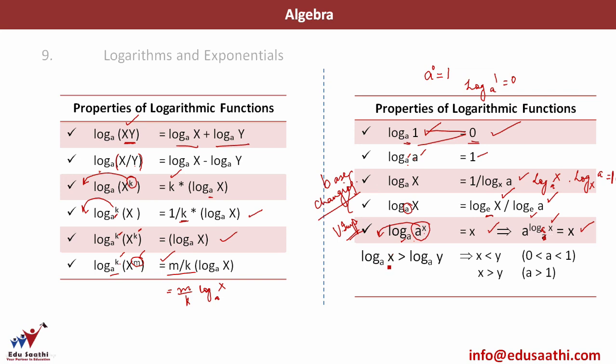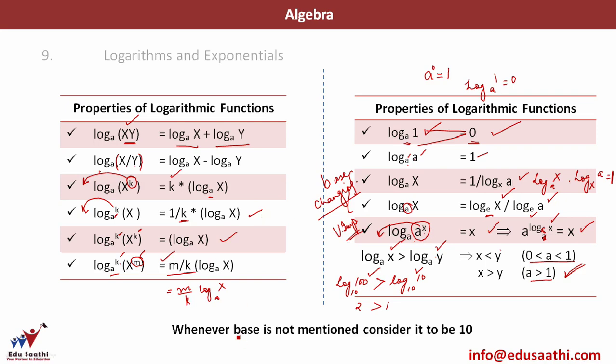If log of x to the base a is greater than log of y to the base a, and I have to find the relationship between x and y, it will depend upon the nature of the base. If your base is greater than 1, x would be greater than y. If your base is between 0 and 1, x would be less than y. So let's take an example: log of 100 to the base 10 and log of 10 to the base 10. The first will be greater because its answer is 2, while the other is 1. So this would be greater than this if your base is greater than 1, and in case it is not, it will be the other way around.